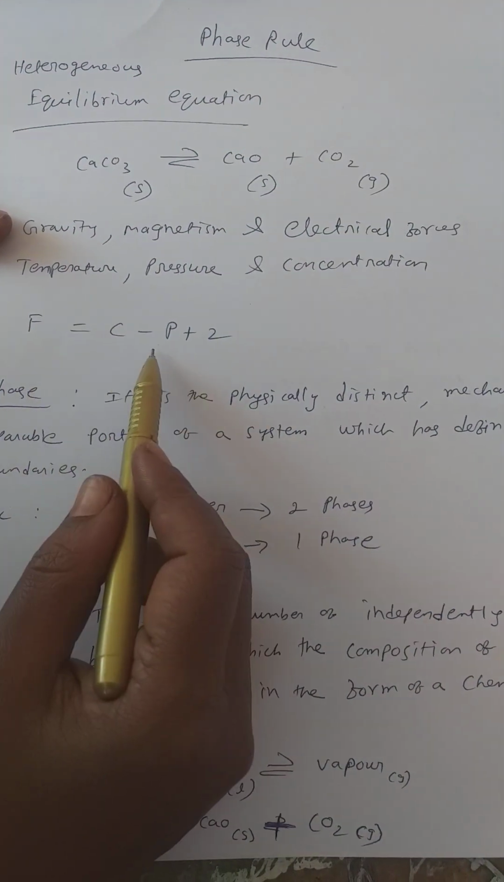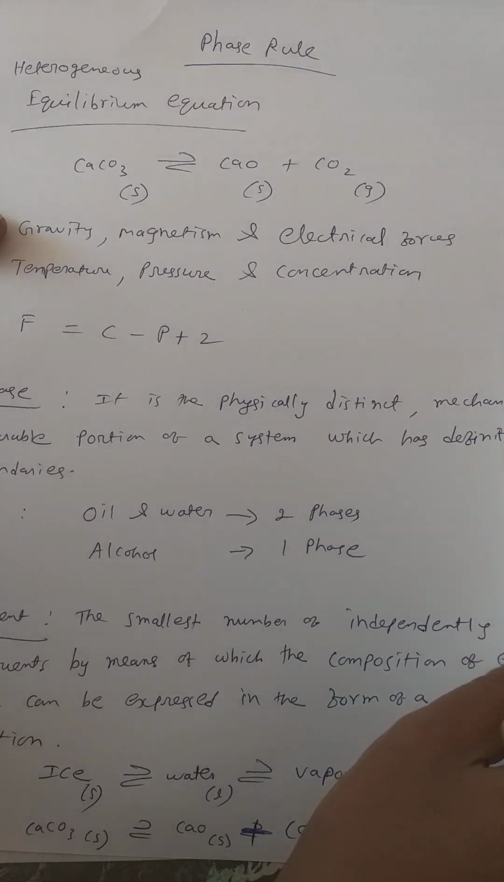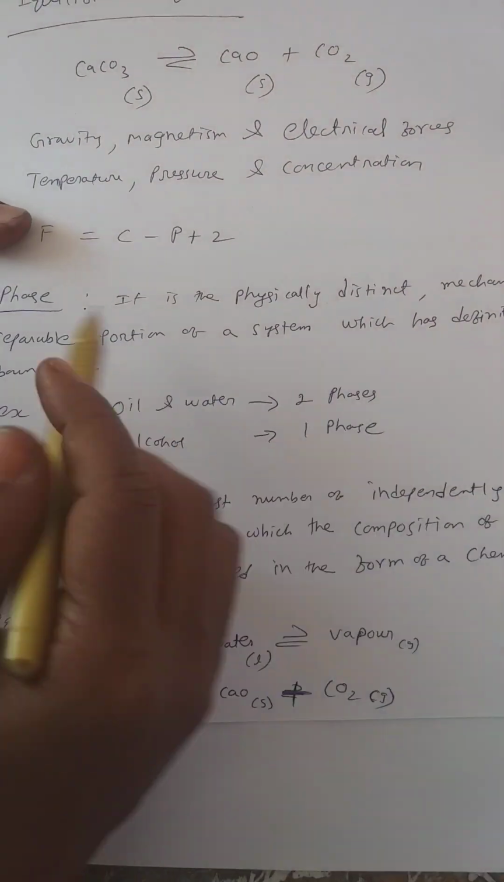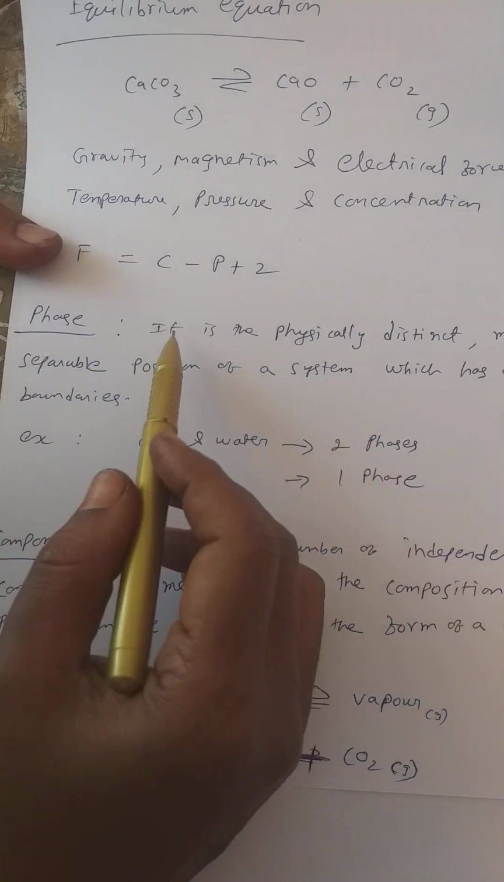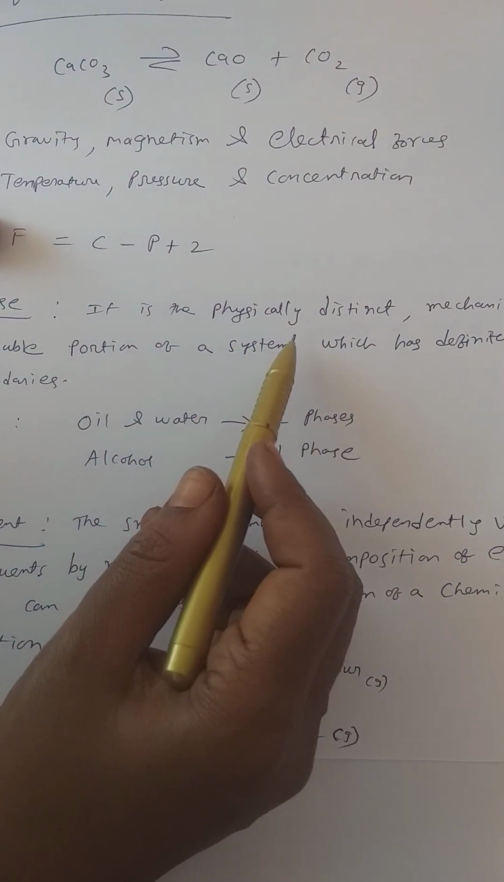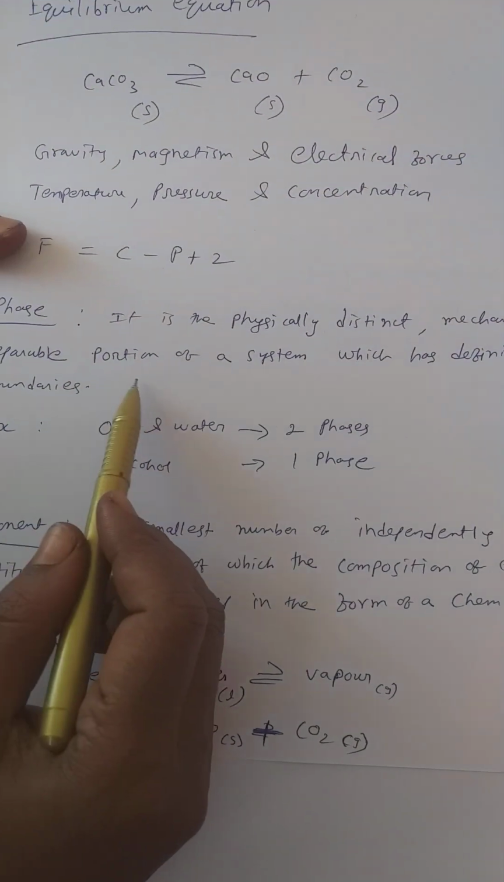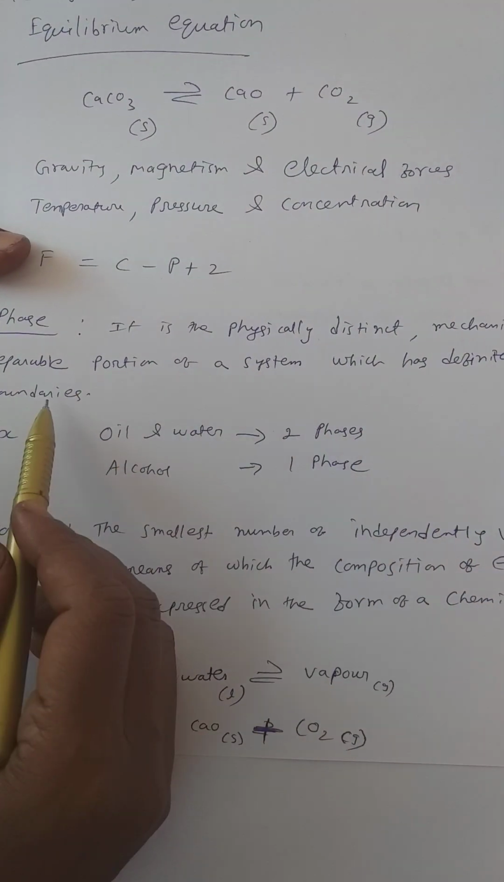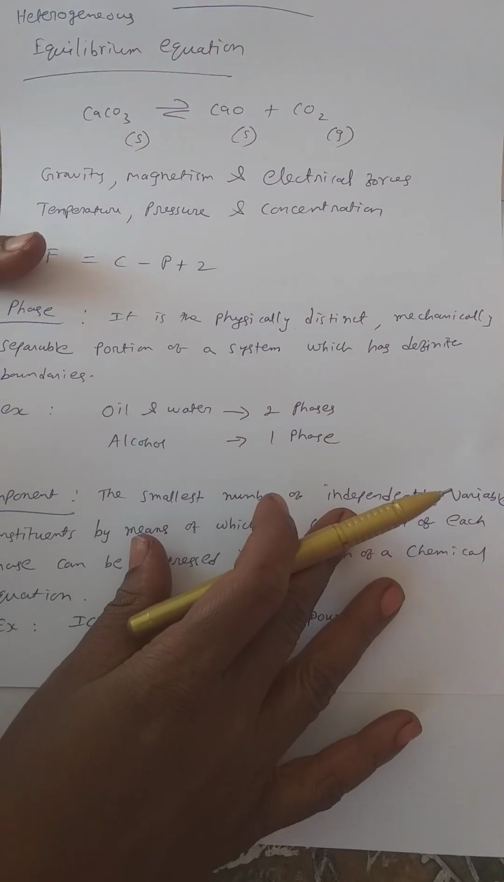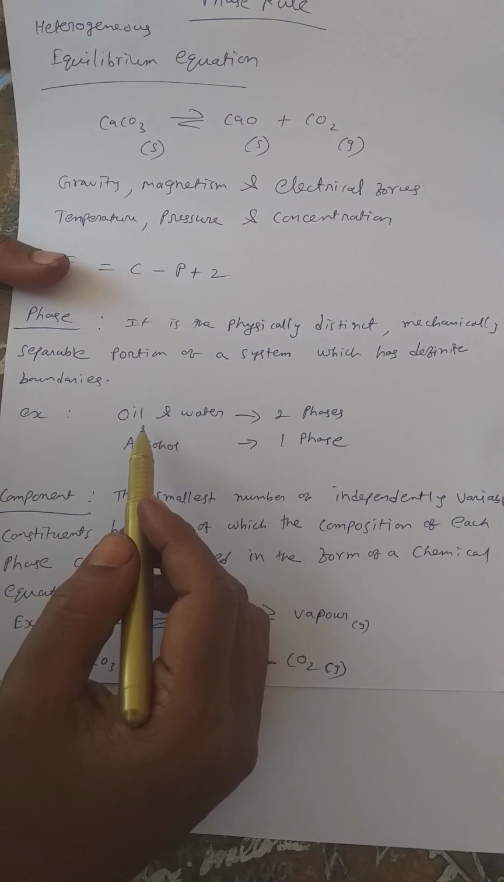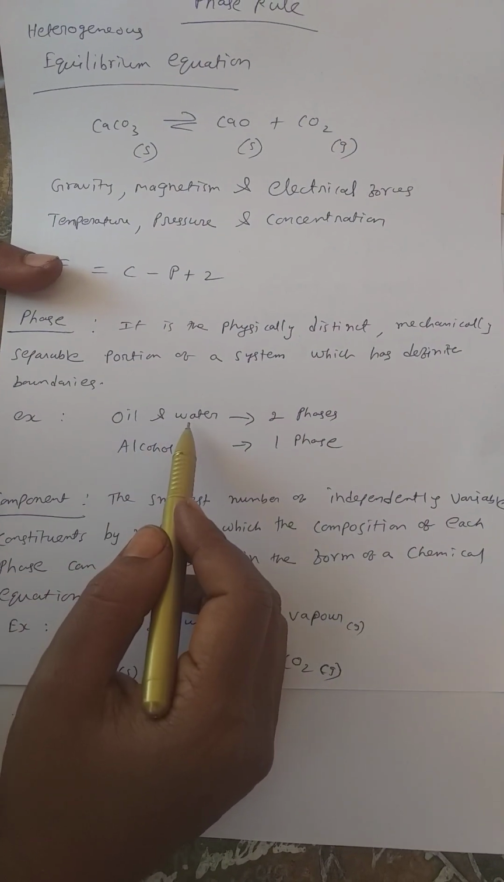So these three terms, let us see what they are in detail. Coming to phase, it is the physically distinct, mechanically separable portion of a system which has a definite boundary. That can be explained with the help of an example, that is a mixture of oil and water.